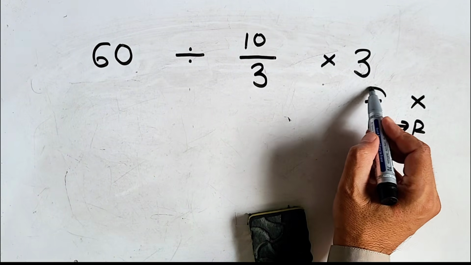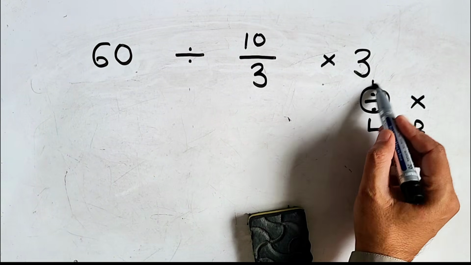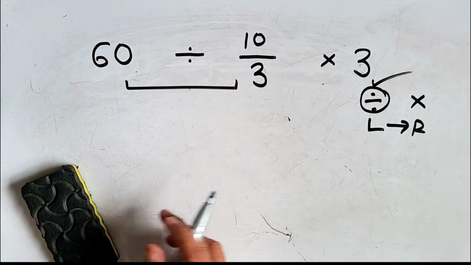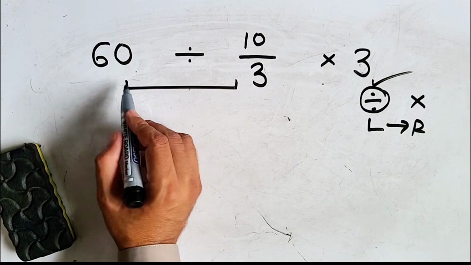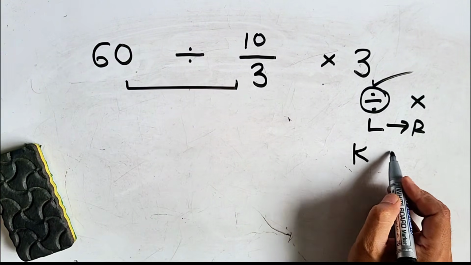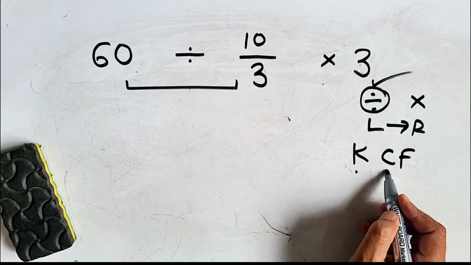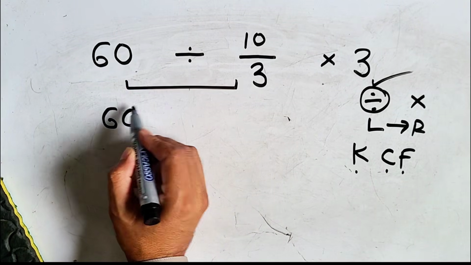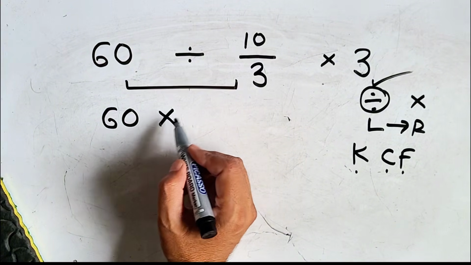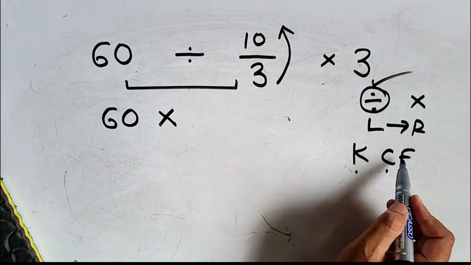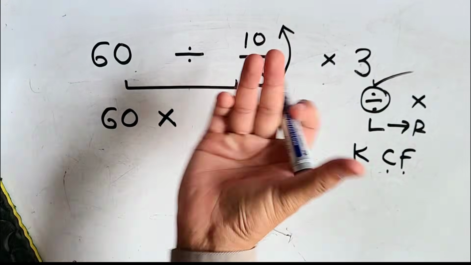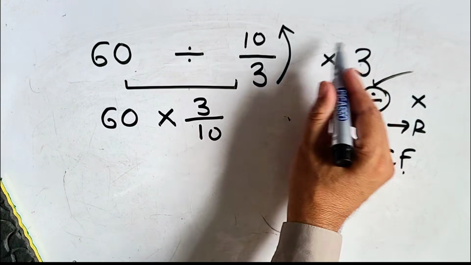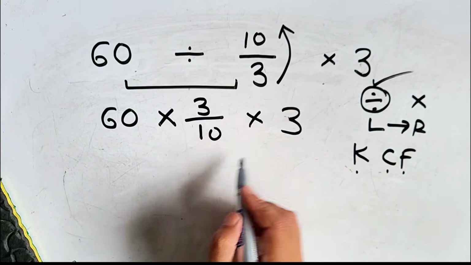Here in this case, division is at left, so division will be solved first. This portion will be solved first according to KCF. What is KCF? Keep, change, flip. So keep 60, keep divide, change into multiplication, flip. So 10 over 3 is flipped to get 3 over 10, and it is 3.